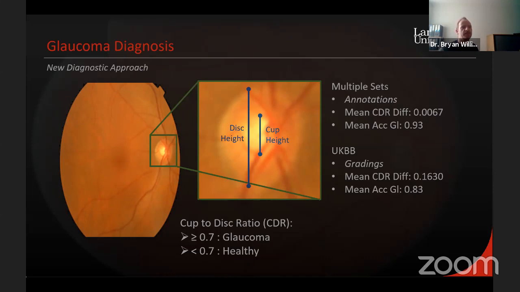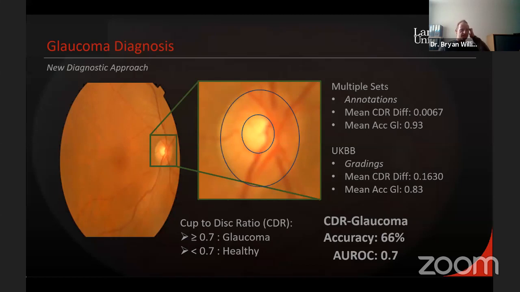So in doing it this way, based on this segmentation, we can still identify cup height and disc height. We can still try and use this. And if we have a look at the mean accuracy in terms of diagnosing glaucoma with the cup to disc ratio, we've got a very high accuracy of 93%. But we have to remember that this is not necessarily that useful.